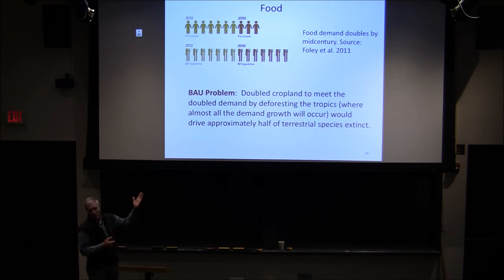And as I just showed you, if you double cropland to meet the double food demand, what you end up with is a mass extinction. You lose 60% of species on the planet. That's not so good. It also turns out that deforesting the tropics to make farmland has terrible implications for the climate.